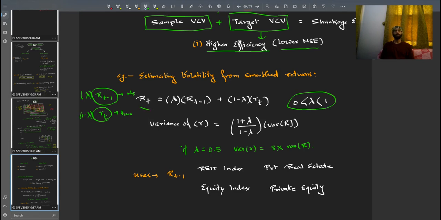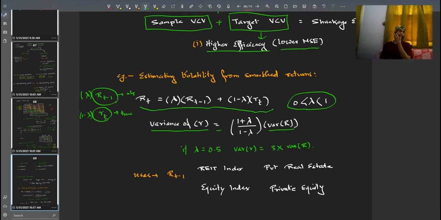R_t is equal to lambda into R_{t-1}, capital R_{t-1}, plus 1 minus lambda into true return, that is small r_t, right? The variance of this kind of shrinkage estimate is given like this. Variance of the true return, small r, is equal to (1 plus lambda) divided by (1 minus lambda) multiplied by variance of the observed return, capital R.